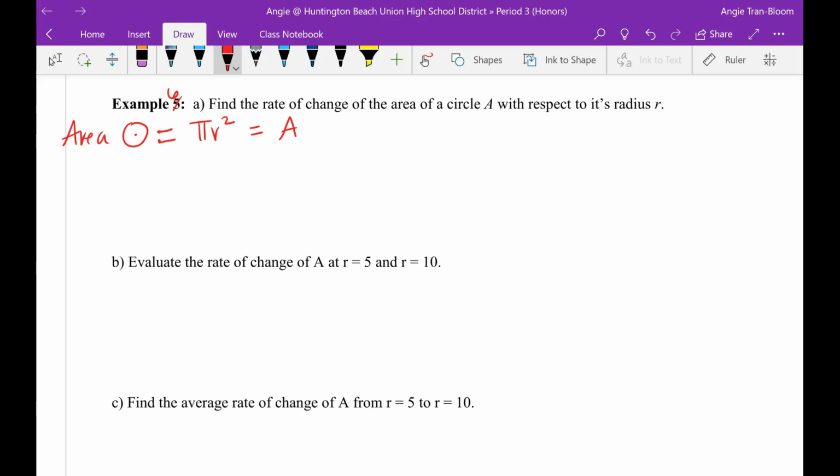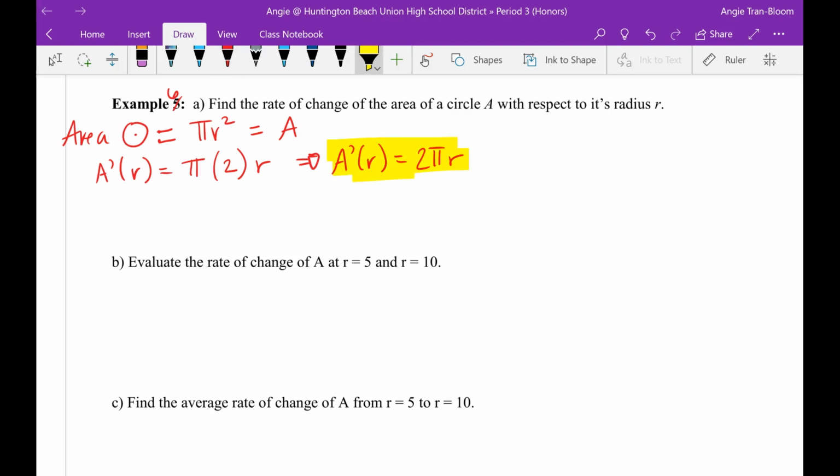Now it wants us to find the rate of change of the area of a circle. Well, the rate of change is the derivative with respect to radius. Remember, pi is a constant, so I don't have to do anything with it, but I'm going to bring down the power of 2 times r. So the rate of change of the area with respect to radius is really 2 pi r.